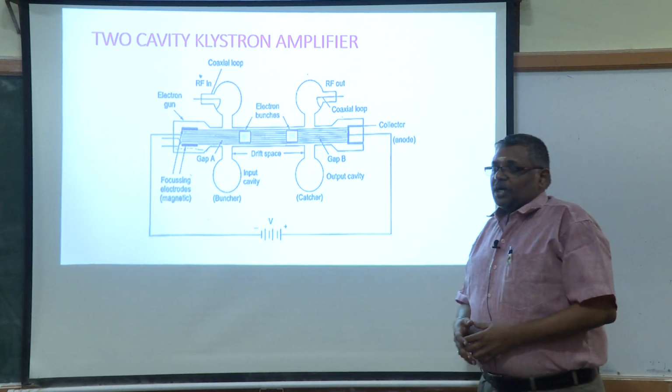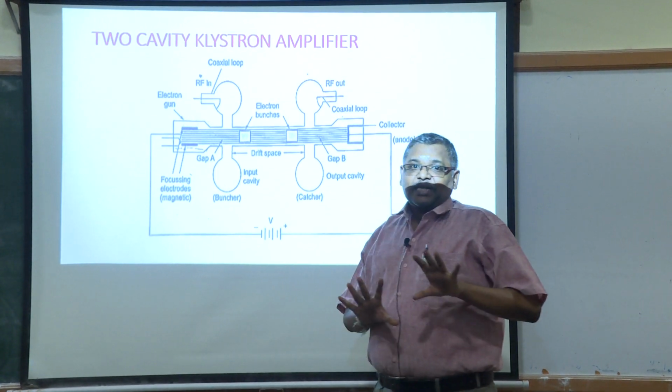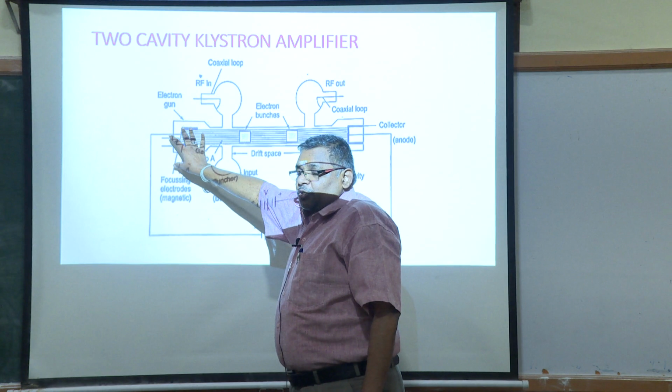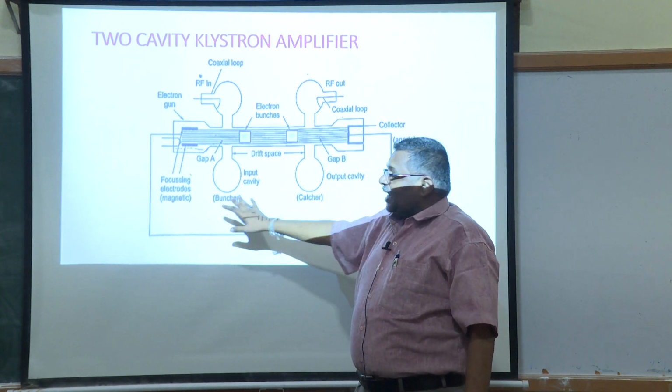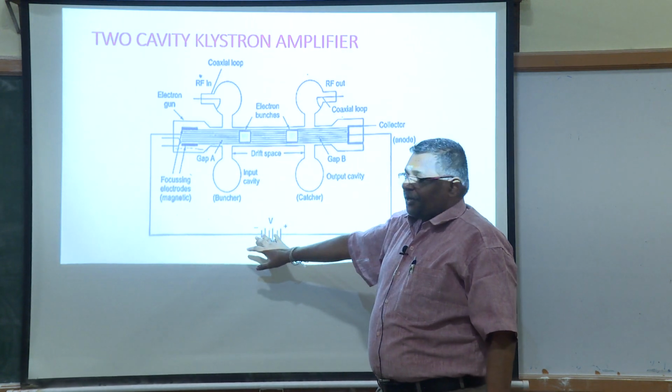Now we will talk about the two-way klystron, or two cavity klystron. It consists of two cavities. The basic construction of this tube is that it consists of an electron gun. The electrons are focused using focusing electrodes, and you have two cavities. One is called the buncher cavity, another is called the catcher cavity.